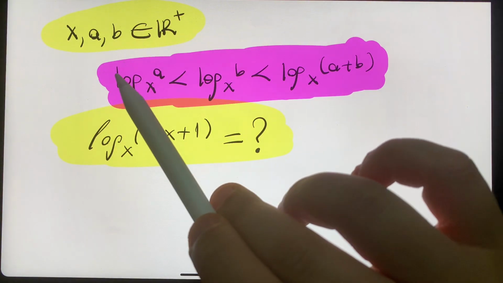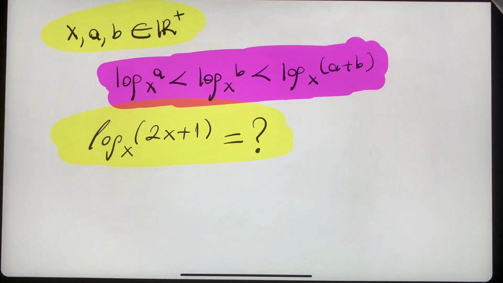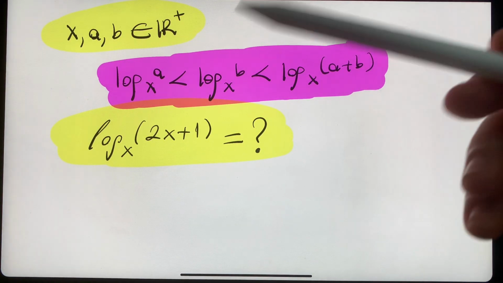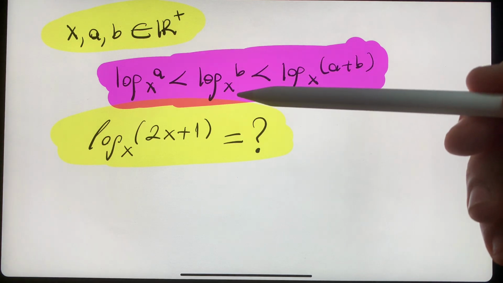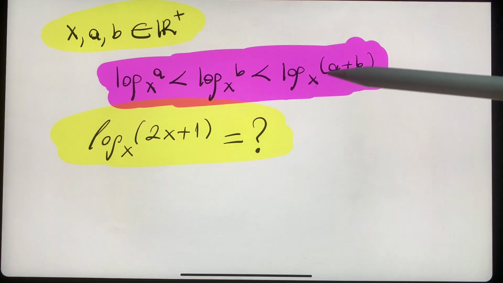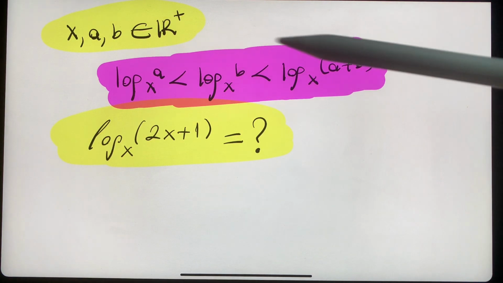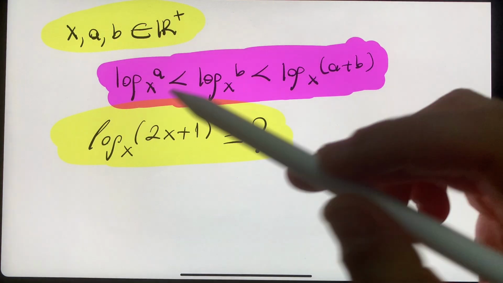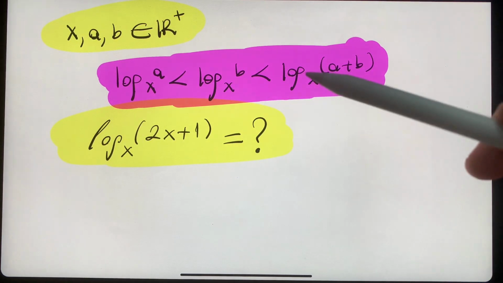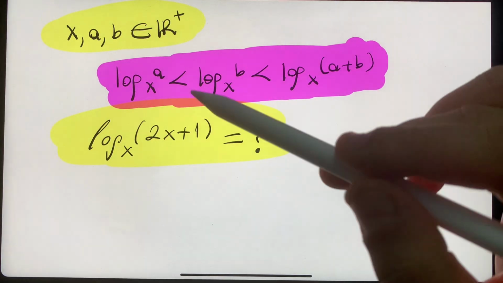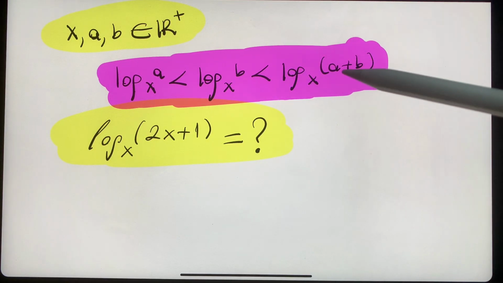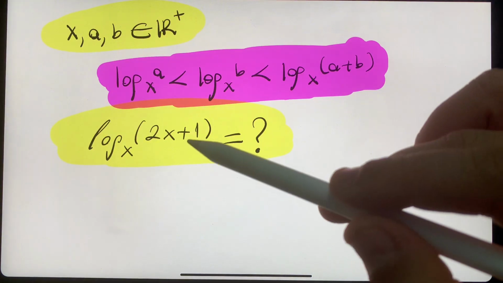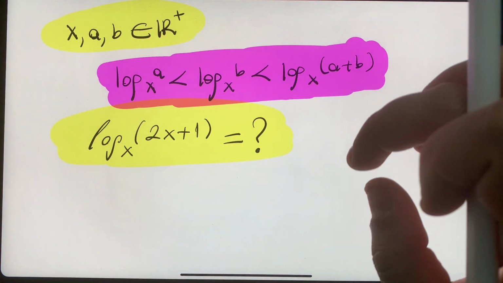x, a and b are positive real numbers. He said logarithm base x of a, logarithm base x of b, and logarithm base x of a plus b are sorted from small to large, and they are consecutive integers. And we want to find the logarithm of 2 times x plus 1 at base x.